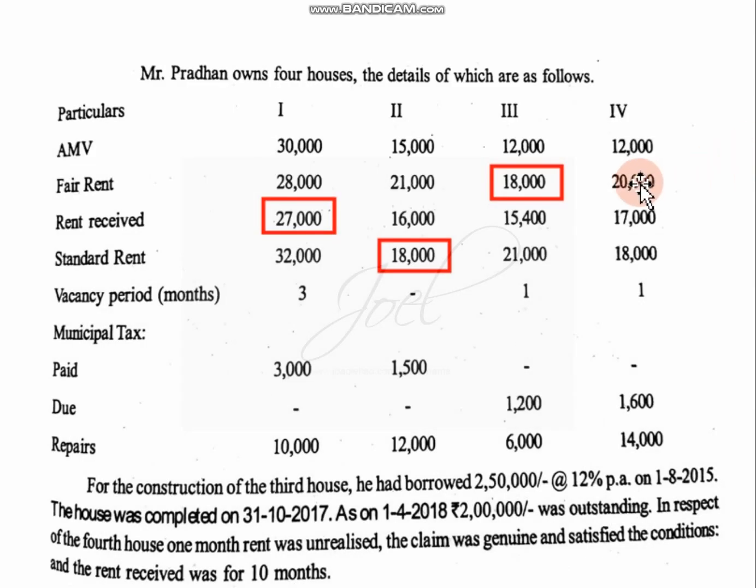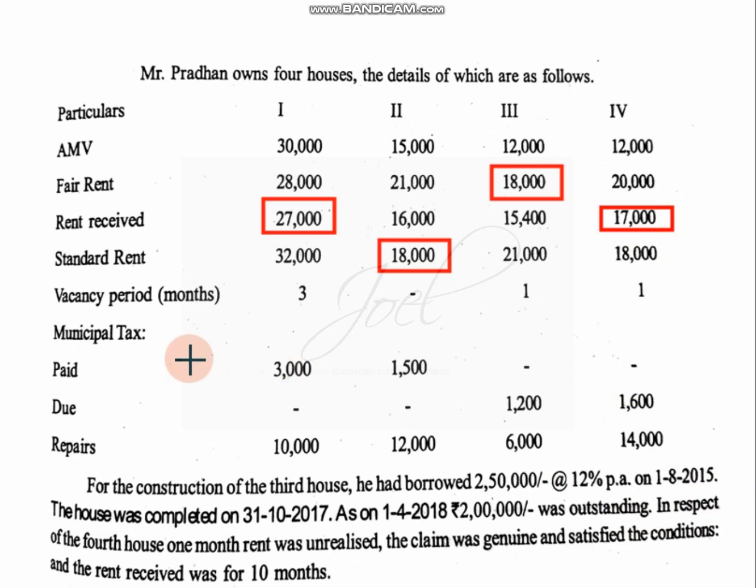I cannot consider the 18,000 now. I have to consider rent received itself, because if it was let out for a full period, then we would have got some other amount of rent received. So I am not considering the expected rent, but I am considering the rent received itself. So my gross annual value for this case is 17,000. So 17,000 will be my gross annual value.